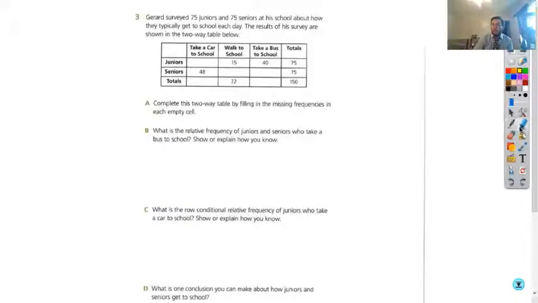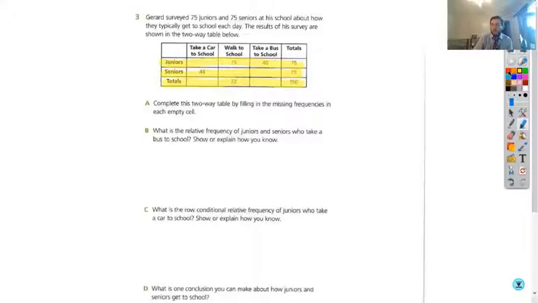If we remember, when we have this table, each row represents a certain set of data that has its own totals, and each column also represents a certain set of data. The juniors and how they get to school is that first row. Seniors and how they get to school is the second row. And our totals is the final row there.